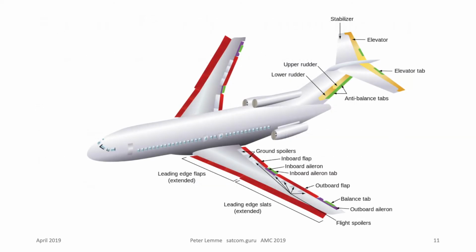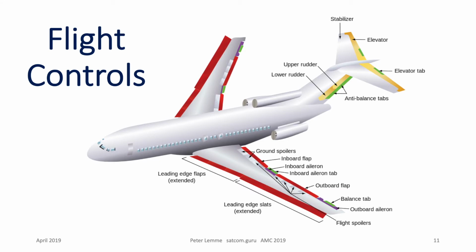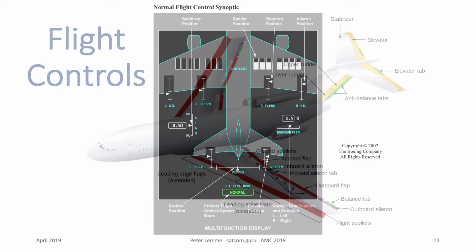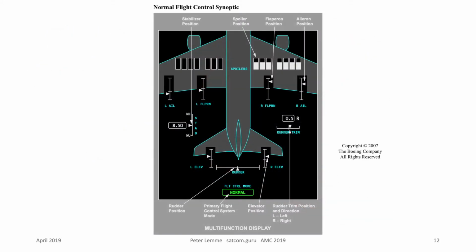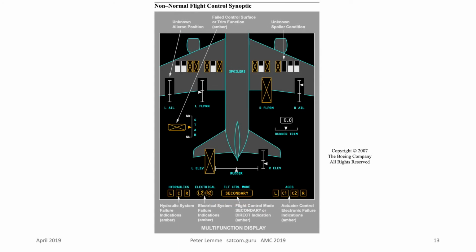Airplanes rely on surfaces around the airplane, on the wing and the tail and so forth, to maintain the level of flight and to be able to control it. This is called flight controls. And this is a synoptic off an airplane that shows all the flight controls are doing well. The system in normal mode. This is a good day. This is a sunny day scenario.